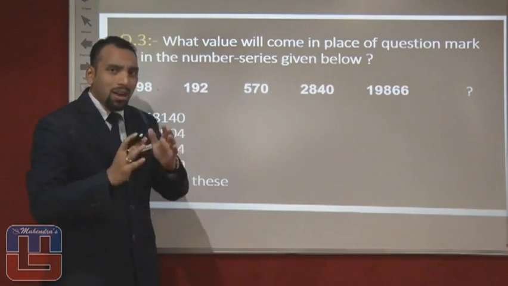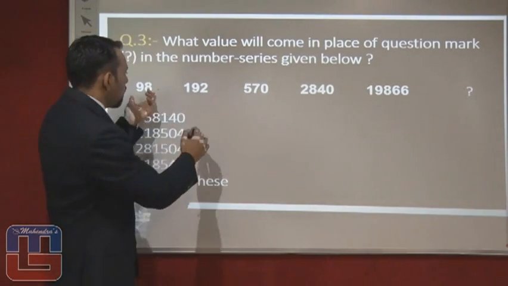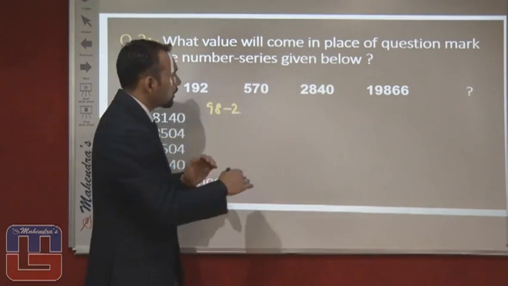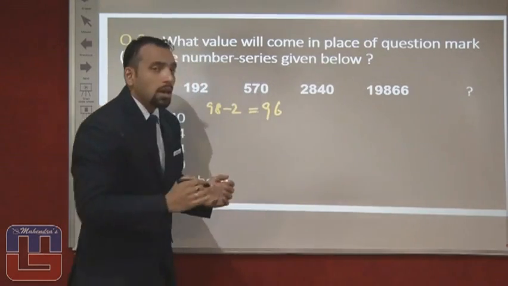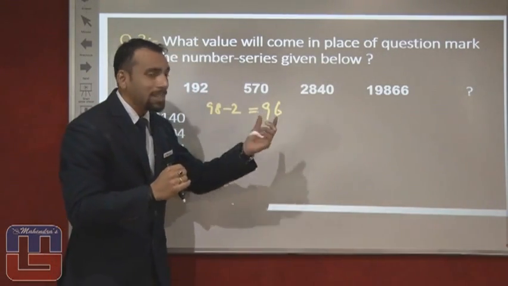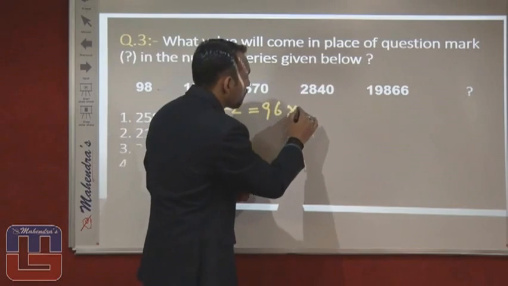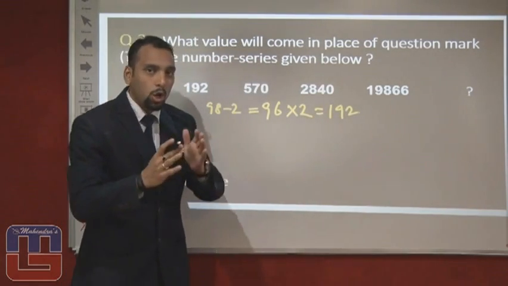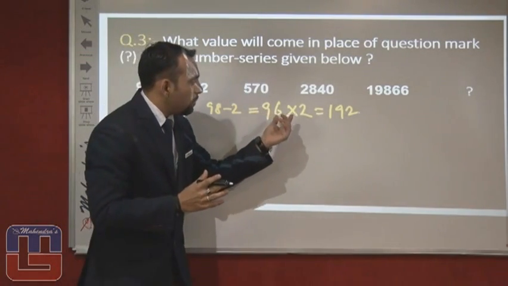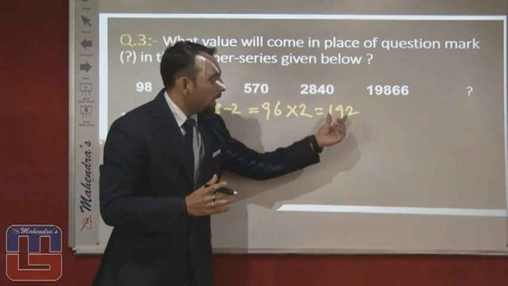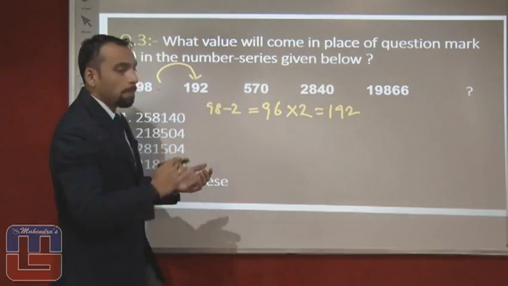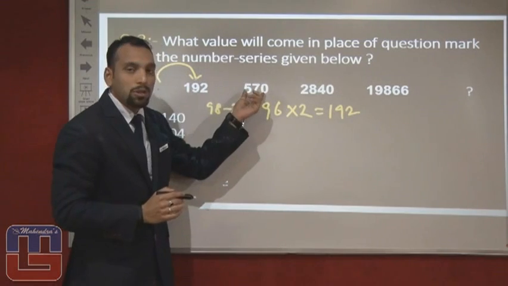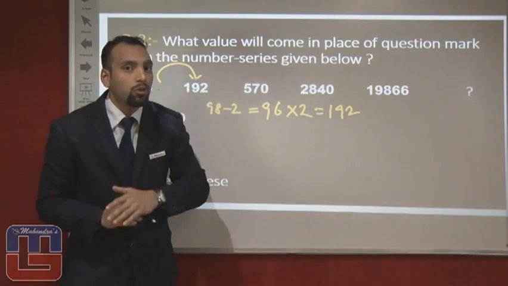So what comes to our mind? If we subtract 2 from 98, we will get 96. And if we multiply this 96 by 2, what will we get? We will get 192. That means we are close to the logic. If we multiply 96 by 2, we will get 192. And now see, how will you get this 570 from 192?